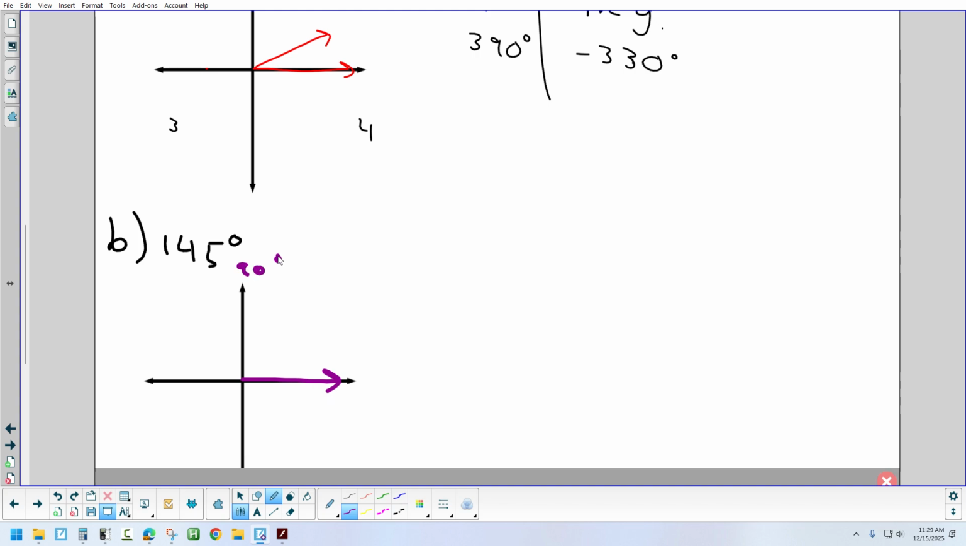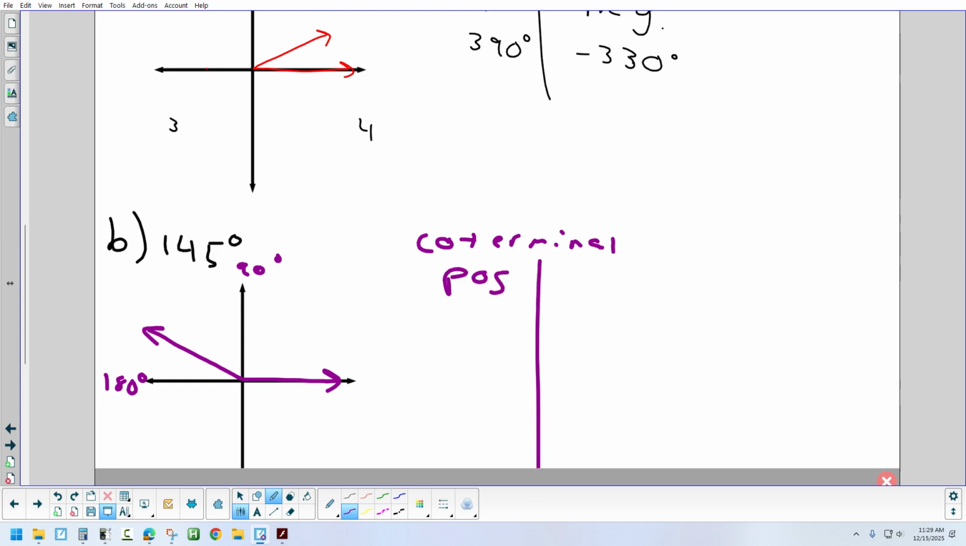Here's 90. Here's 180. What would be halfway? 135. A little more. So a little more, right? So, if we got half, maybe about like that, it looks like a little more than half. And let's find an angle that is coterminal and positive.